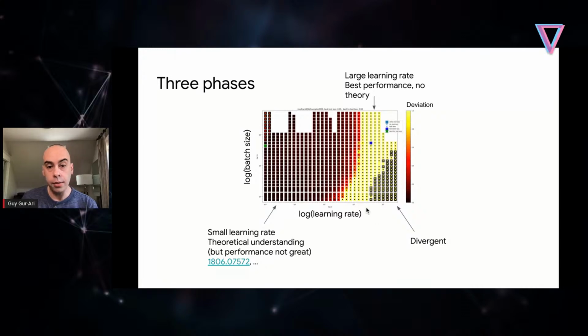And what we'll end up with is a picture where we have 3 distinct phases, or at least right now, it looks like there are 3 distinct phases. There's a small learning rate phase where we have good theoretical understanding, but the performance is not optimal. We have the large learning rate phase where the performance is good, but we don't have a theoretical understanding, kind of mirroring what people see in practice. And finally, a phase where things just diverge and the model cannot train.